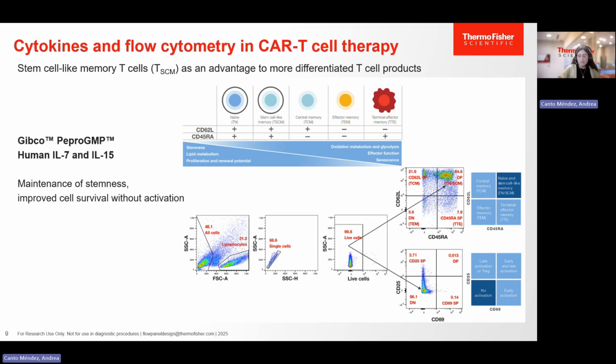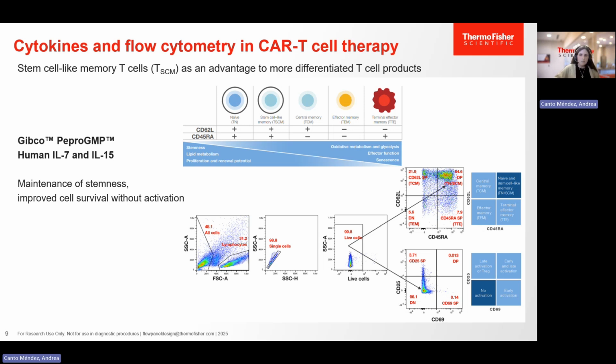This makes them desirable when we are developing CAR T cell therapy, and also, interestingly, they are safer for the patients because they will not be so much activated as a differentiated T cell product, and this prevents exacerbated activation responses that could trigger side effects and excessive cytokine production and activation for the patient.